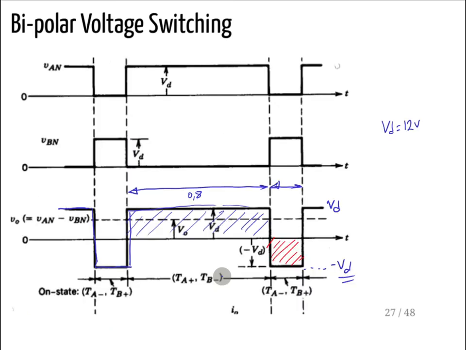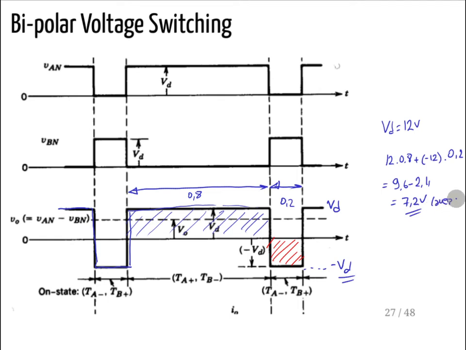So for that calculation, you have 12 times 0.8 plus minus 12 volts times 0.2. This is 9.6 volts, and this one is minus 2.4 volts. So on average, you will have 7.2 volts average.